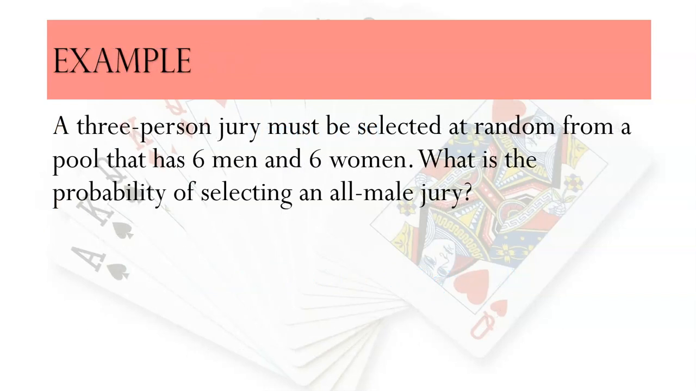It says a 3-person jury must be selected at random from a pool that has 6 men and 6 women. What is the probability of selecting an all-male jury? So we're trying to select 3 people from a pool of 12 people total, 6 men, 6 women. They want an all-male jury for this. The problem is, once we are done selecting the first person, that's going to affect the probabilities of selecting the next 2 people for this jury.